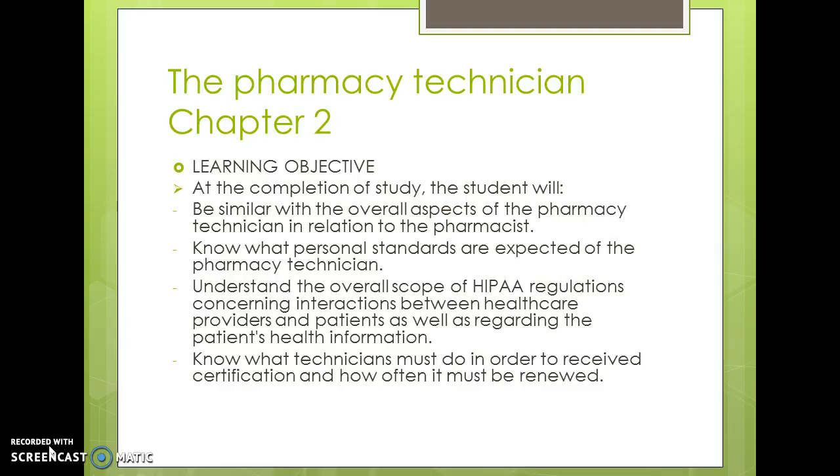health information. Understand the range of training and programs, what agency established training and certification regulations, and what organization accredits training programs. Know what technicians must do in order to receive certification and how often it must be renewed. So these are the key points that you should look forward to understanding by the end of this chapter.